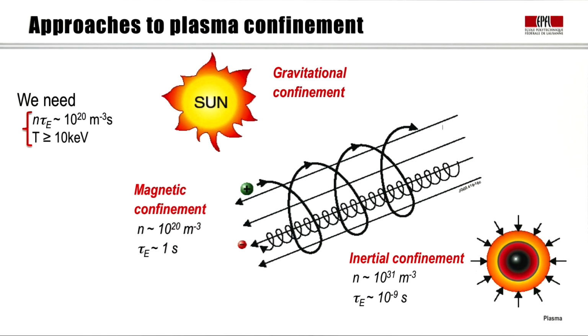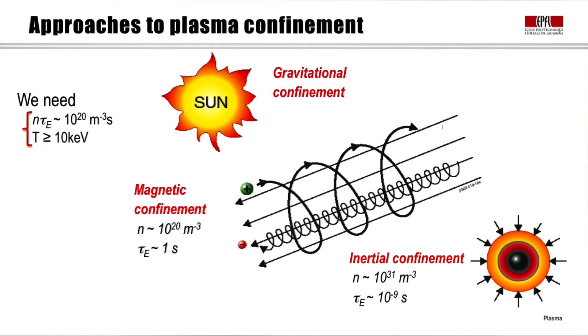So we have seen that for a reactor to work, we need two conditions to be satisfied at the same time. The product N times tau E, where tau E is the confinement time and N is the density, must be of the order 10 to the 20 per cubic meter second, at least of that order, and the temperature has to be at least about 10 keV. We have three possible ways to achieve these conditions. First of all, we have gravitational confinement. That's the way the stars work, like the sun. They hold the plasma together by gravitational forces. That's very impractical on Earth, of course.